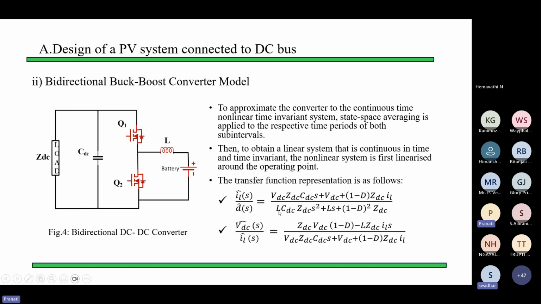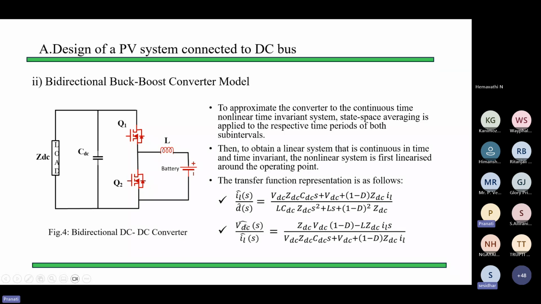Now this is the inductor value. CDC, ZDC, S square plus LS, where L is the inductor in S domain, plus 1 minus D square. In some research papers, it is mentioned as D dash also. Okay. Now this is ZDC.